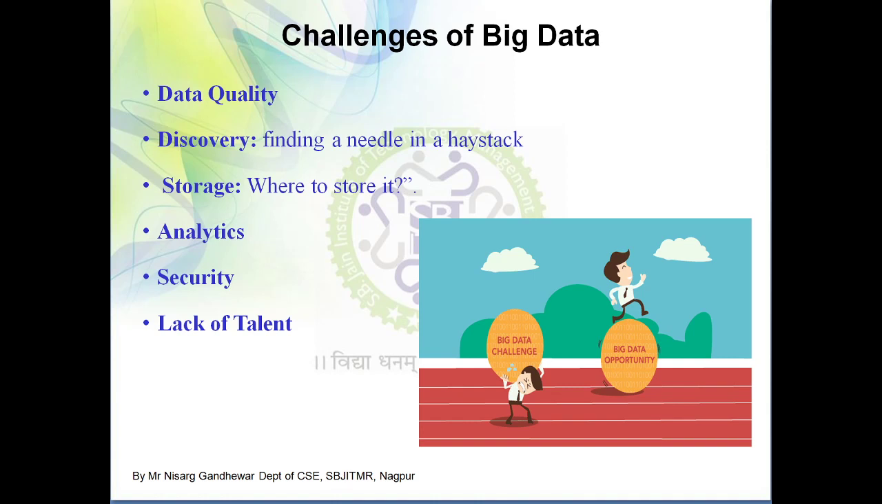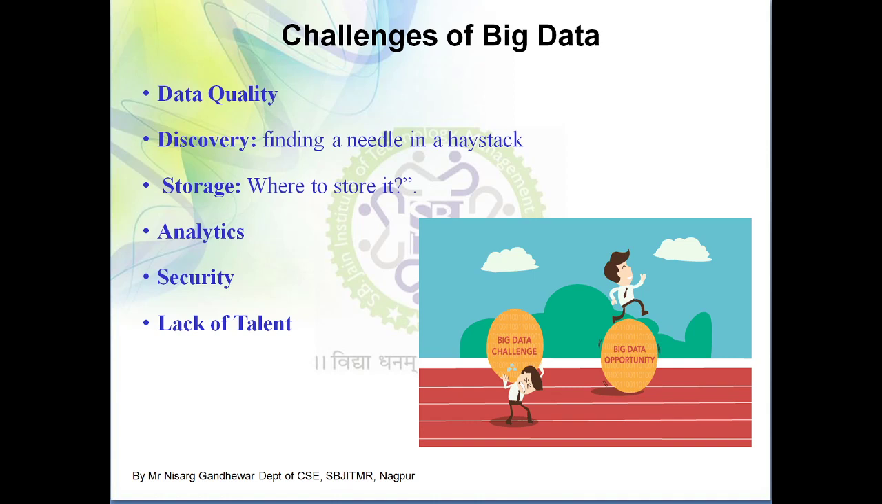Next one is discovery. Discovering information from a huge amount of data is very important. You might have heard about data mining. Data mining means there is a huge amount of data here and you are mining some kind of information from it. So discovery of information from a huge amount of data also plays a very important role. Here I mentioned it's like finding a needle in a haystack.